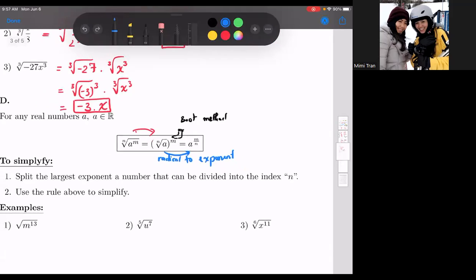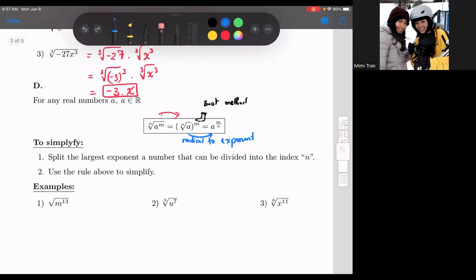All right, so let's see, how do you simplify this? First, you're gonna split the largest exponent, a number that can divide into the index n. What does that mean? For example, don't write this down. For example, if I have the square root of 8, then I can split it into what? You can take out the square root of one part, the other one you cannot.